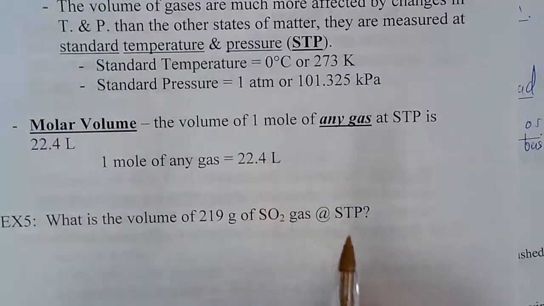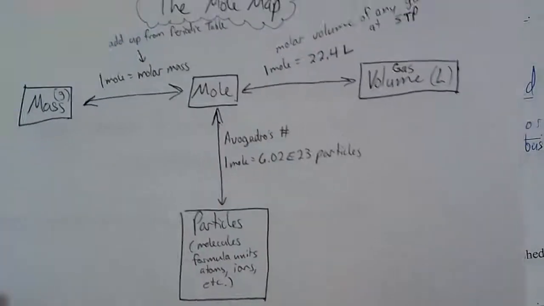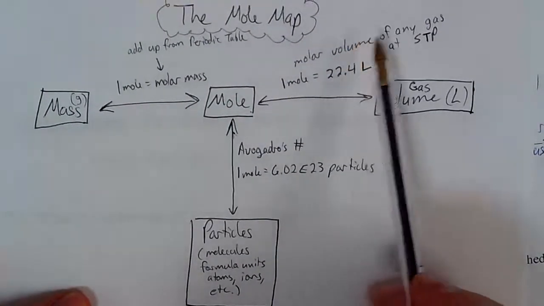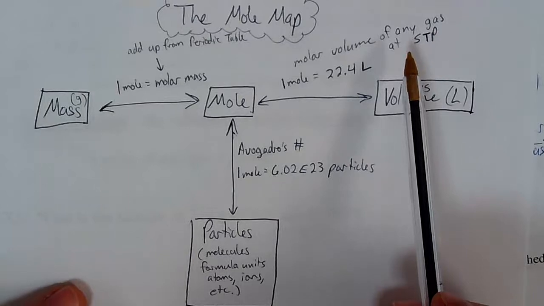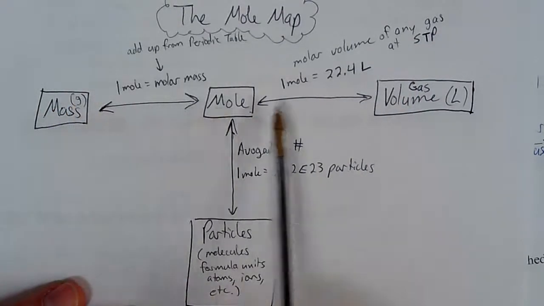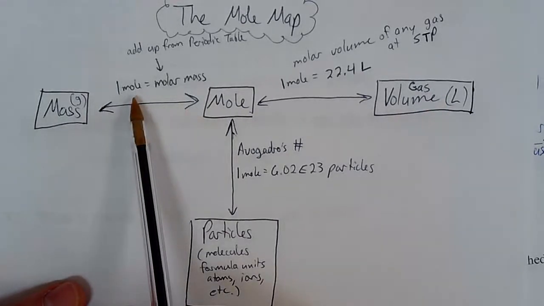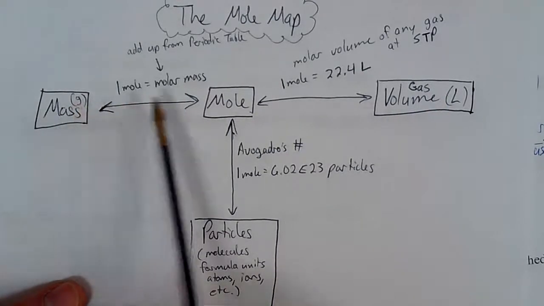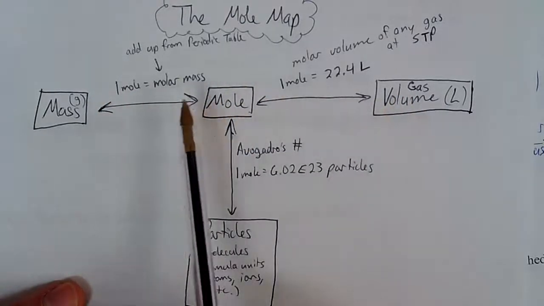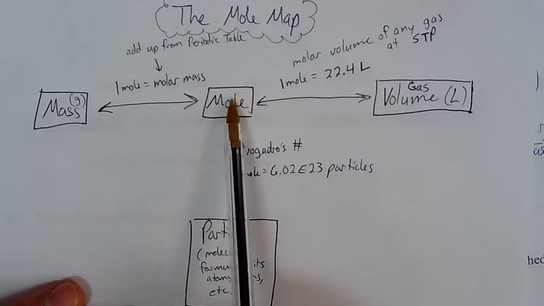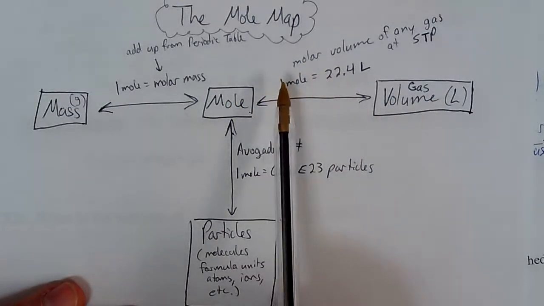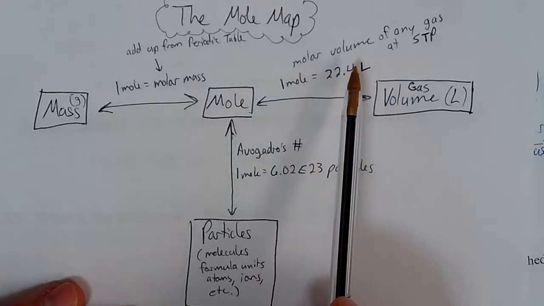All right, so the thing that we're adding to our mole map now is 1 mole equals 22.4 liters. So that's the molar volume of any gas at standard temperature and pressure. And this is going to give you a way to figure out where am I at and what am I converting to? So, for example, if I'm going from mass to volume, how many steps will that take? It'll take 2 steps. What if they just gave me moles and I had to go to gas volume? 1 step.